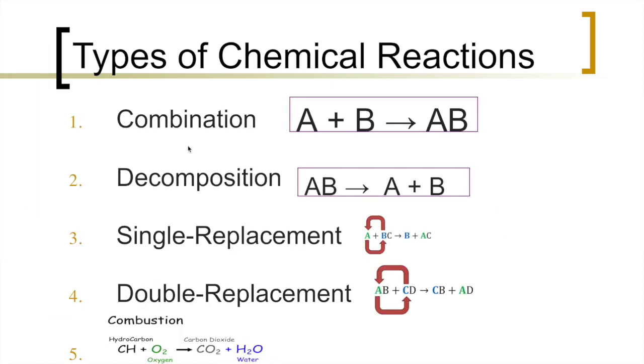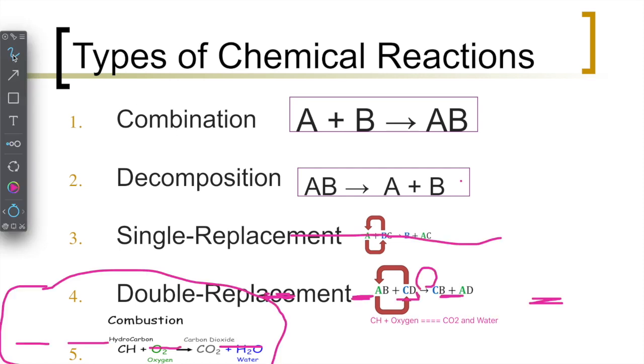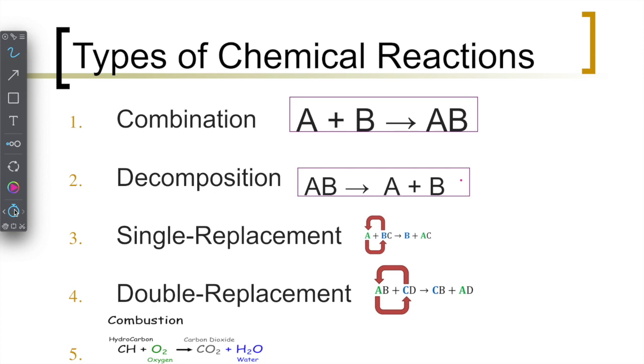Okay, so again, to review, we have these 5 different types: a combination, where you just combine things or synthesize a product; decomposition, the opposite, where you break things down; single replacement, right? You're swapping one out; double replacement, you're swapping 2 out; and combustion, which is that really specific reaction, right, that produces light and energy.